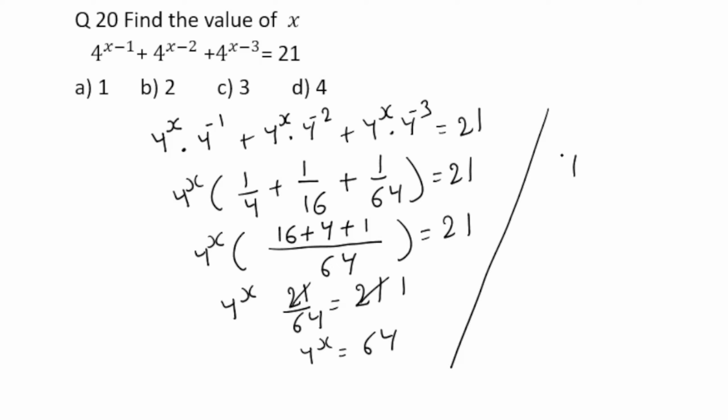We can write 64 as 4 to the power 3. Now we have same base, that means power is equal. X equals 3. Answer is C, 3.